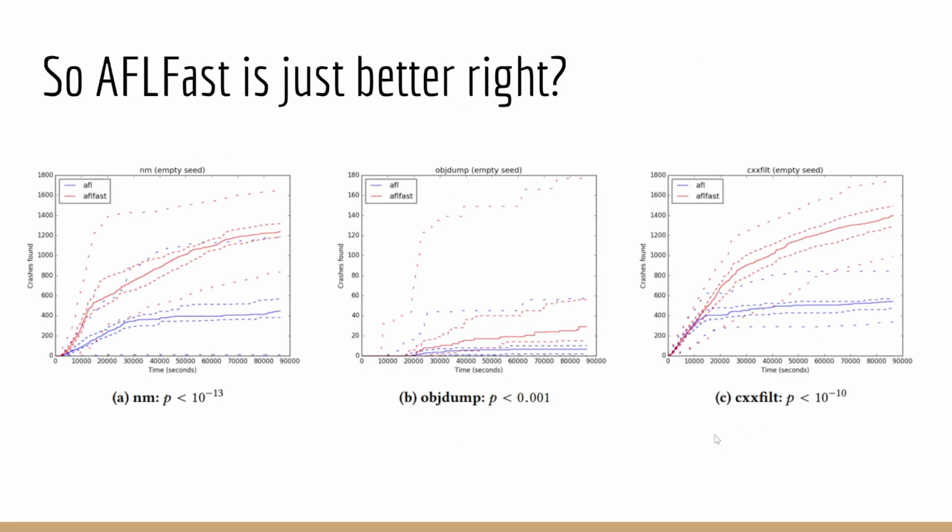Let me show you 3 graphs from the paper. They tested fuzzers on NM, objdump, and cxxfilt. You can see here, AFL fast generally just finds more crashes, and with statistical significance as well. So does this mean AFL fast is just better? I mean, you did all the tests, you calculated the statistics, it should just be better.